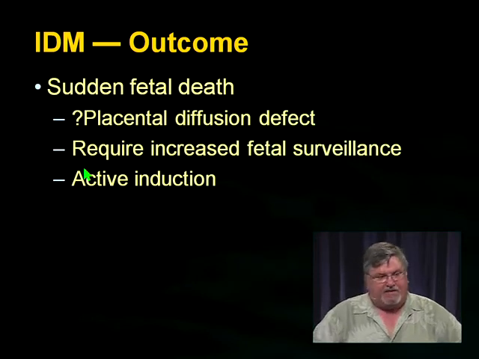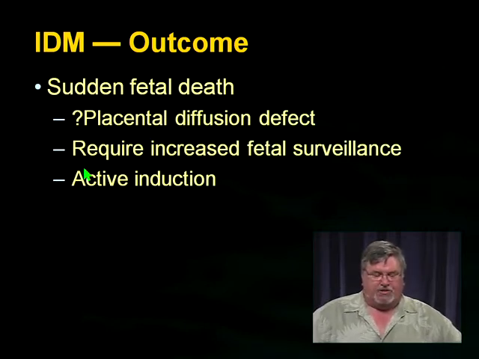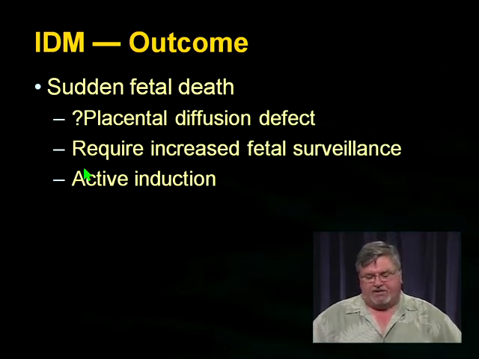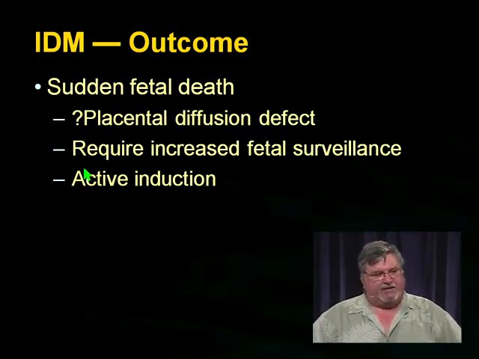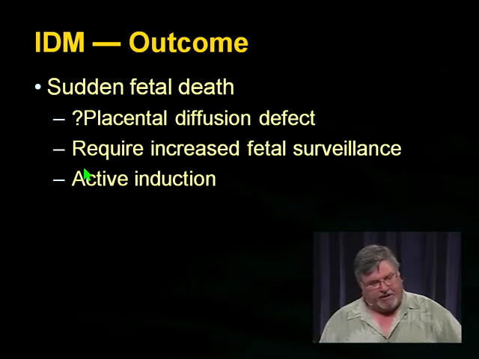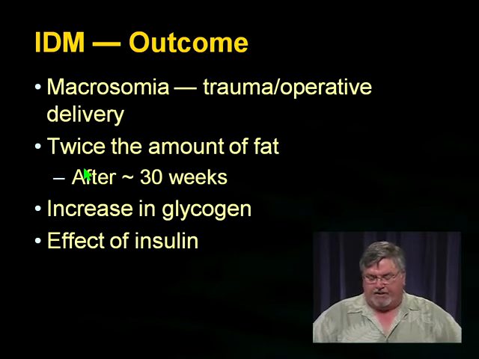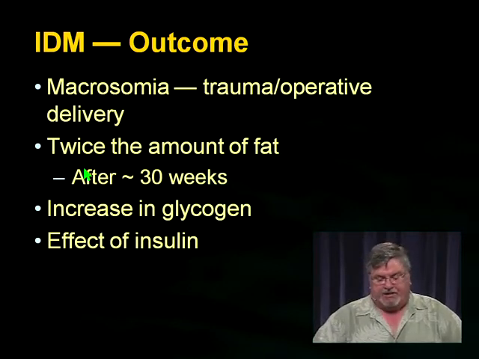Sudden fetal death is more common in infants of diabetic mothers, which is why they require increased fetal surveillance, felt to be due to a placental diffusion defect. And this is why many obstetricians these days don't let their diabetic moms go to term because of this issue of sudden fetal death. And so they'll tend to deliver them as they get closer to 38 or 39 weeks by inducing them. Macrosomia, they can get trauma or operative delivery issues. The infants who are IDMs have twice the amount of fat present after about 30 weeks.